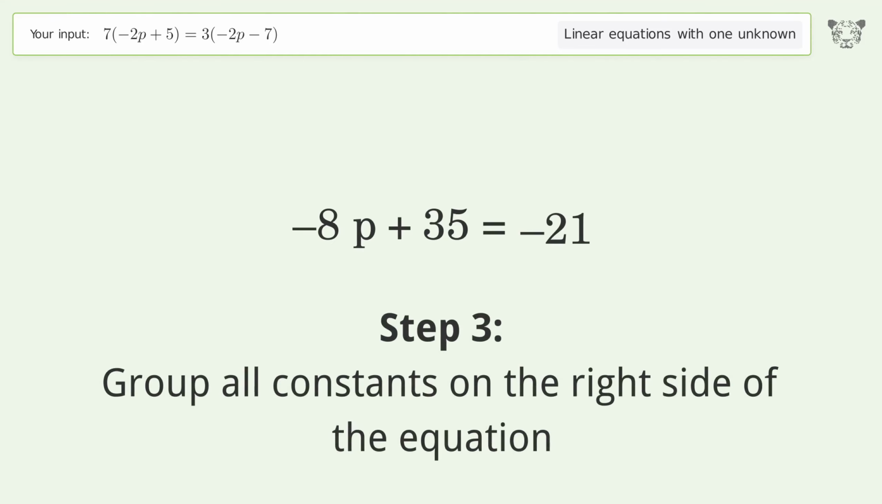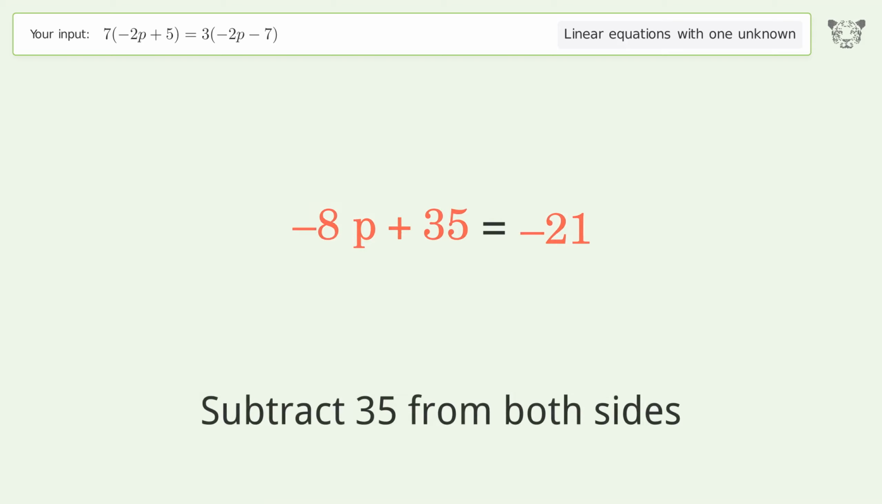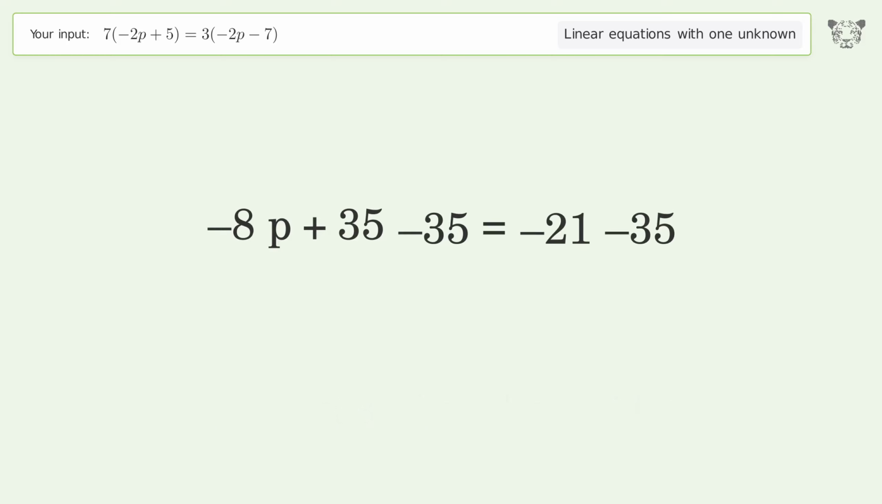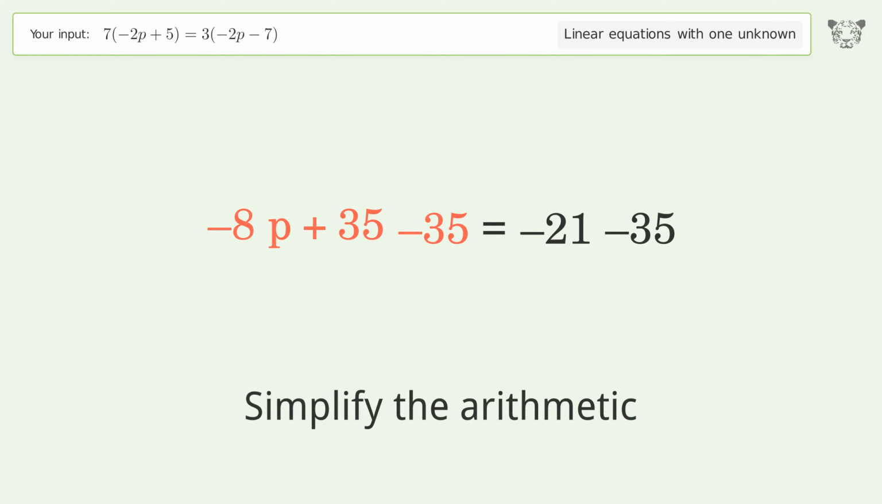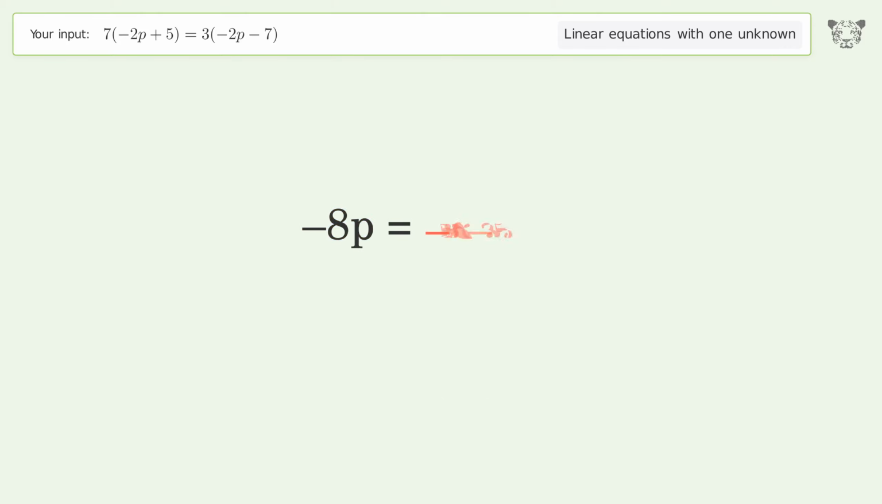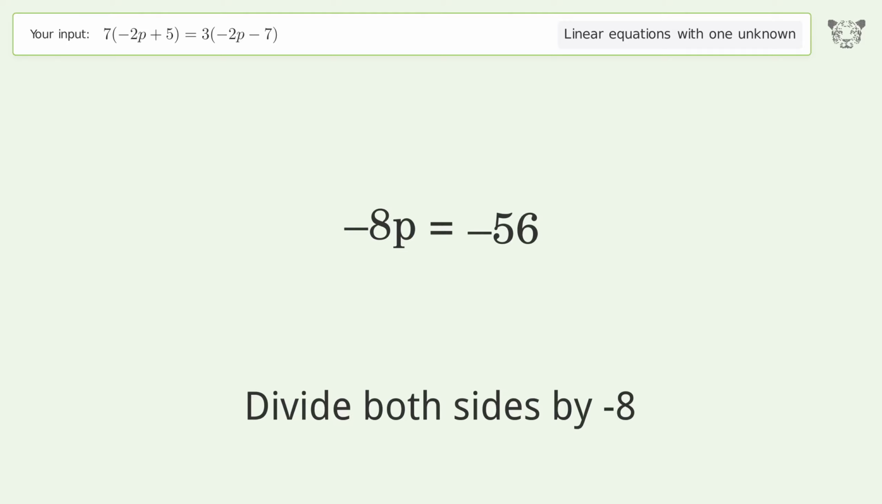Group all constants on the right side of the equation. Subtract 35 from both sides. Simplify the arithmetic. Isolate the p. Divide both sides by -8.